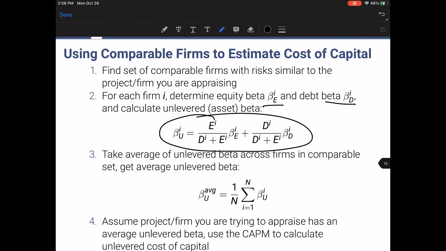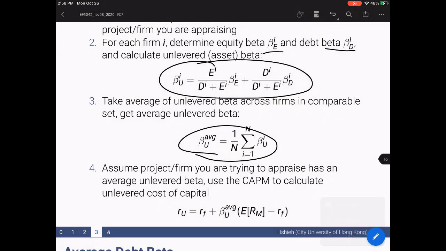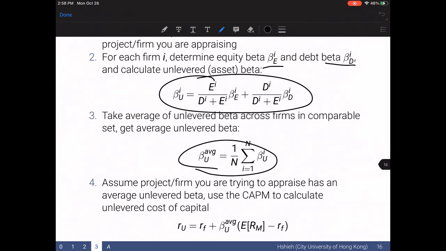And then we take the average, right? A simple average is good enough for us. So once we have this average beta that's supposed to represent our firm, we can go ahead and use the CAPM to come up with the proper discount rate, right? So we use this beta, the asset beta, to get the unlevered cost of capital, and then we adjust for our tax shields to get the WACC.